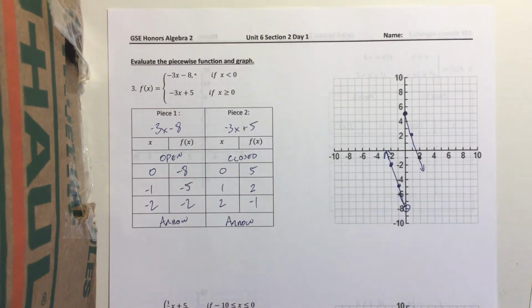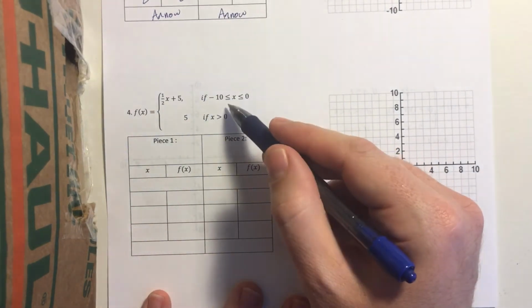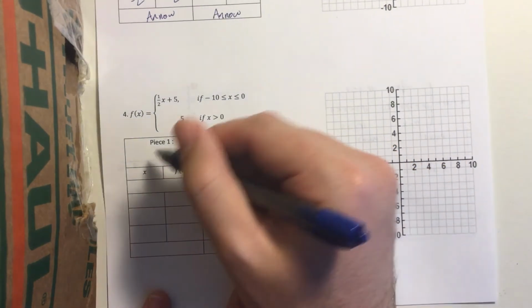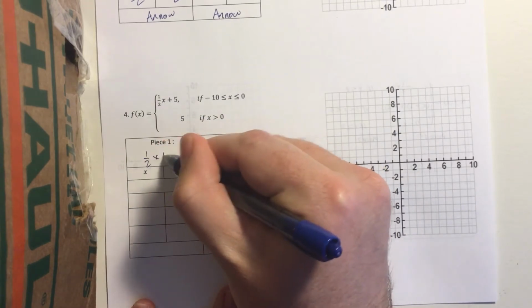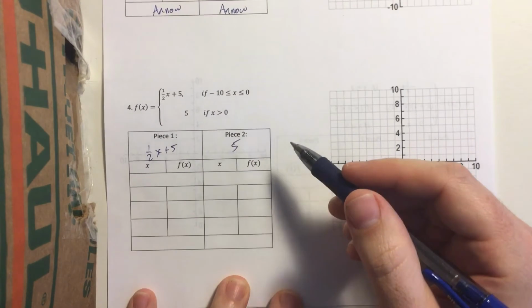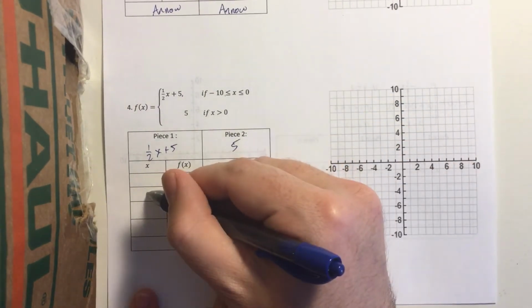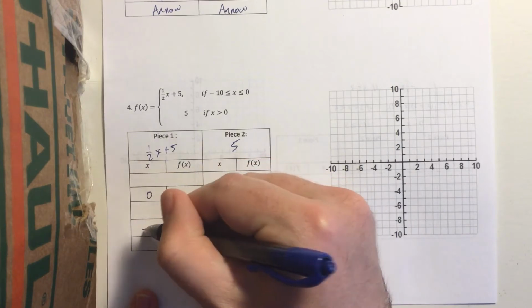All right. So number 4. So piece 1 will be 1/2 x plus 5. Piece 2 will be 5. And let's see here. The domain for the first piece is -10 to 0. So we definitely want to have 0 and -10 in here.